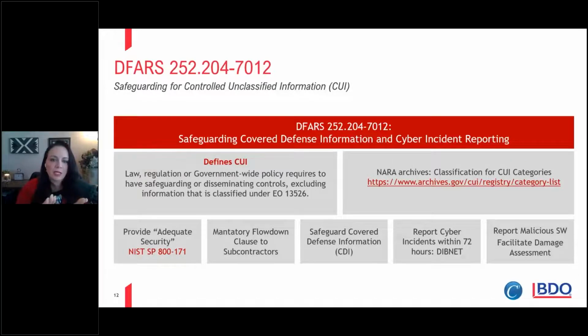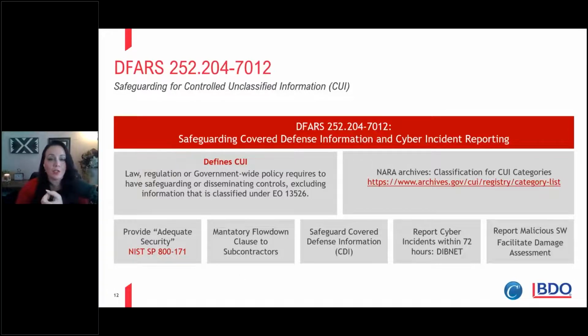So one of the first things that DFARS 7012 does is it defines what controlled unclassified information is. It is a law, regulation, or government-wide policy that requires your organization to have safeguarding or dissemination controls, excluding information that is classified under Executive Order 13526. It also helps establish, through the executive order, the NARA archives, which became this classification for all the CUI categories that the government wants to control and safeguard. It does a number of other things under this clause that you have to be aware of.